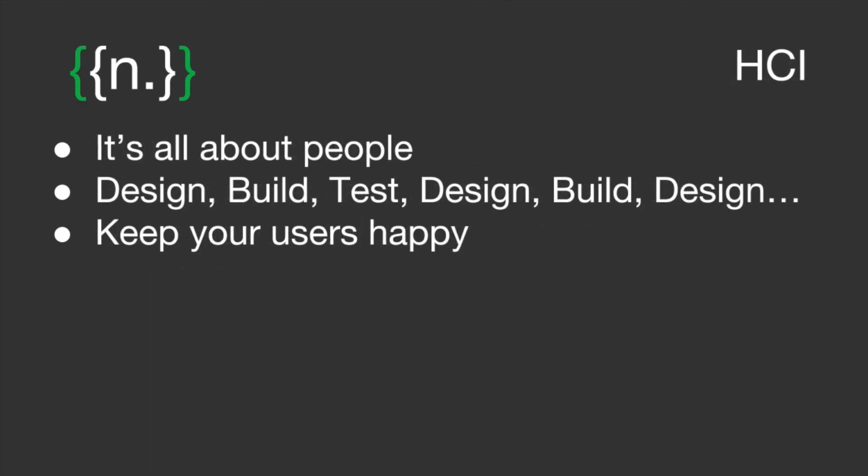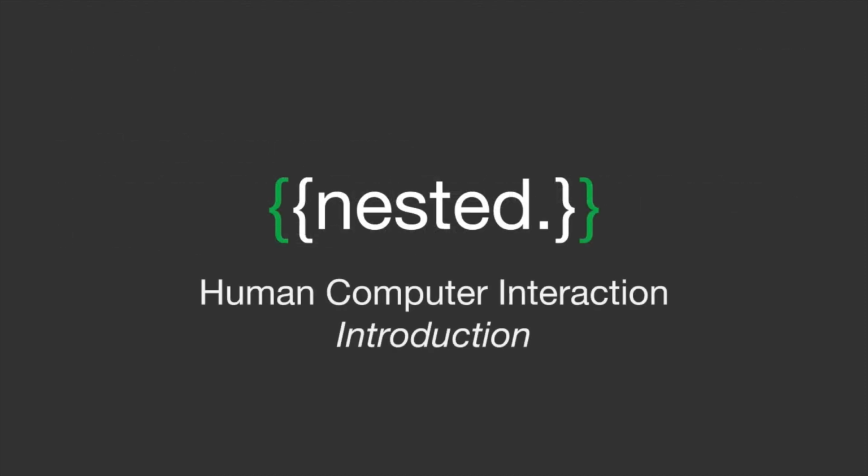In summary, HCI is about people. People, people, people. We design, build, and test, and we repeat this cycle until the software gets better and perfect for our users. And lastly, we keep our users happy. We avoid frustration, and we match what they're thinking in their mind to what our software looks like and how it works. This has been an introduction to human-computer interaction by Nested.